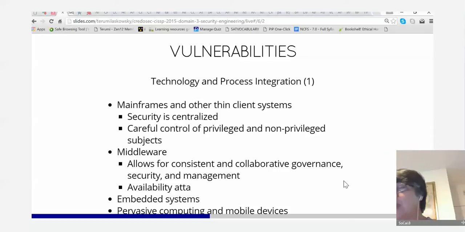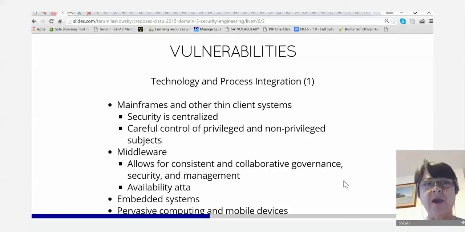Middleware allows for consistent collaborative governance, security, and management. Middleware is basically APIs, right? So we talked about PaaS, platform as a service. That's the middleware layer. And you only get to use whatever's under the middleware, like the database server, in the way that they allow you to access it through the API. They control that.